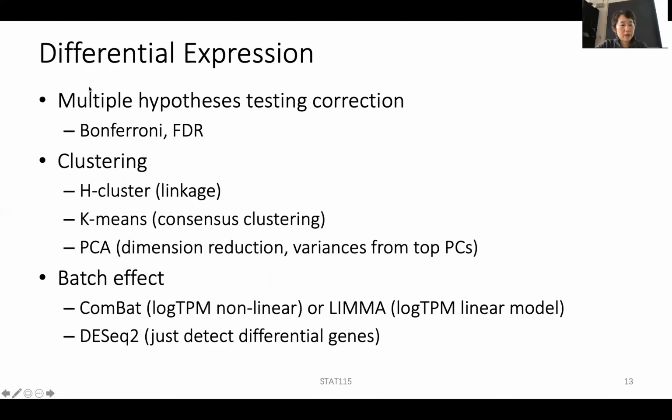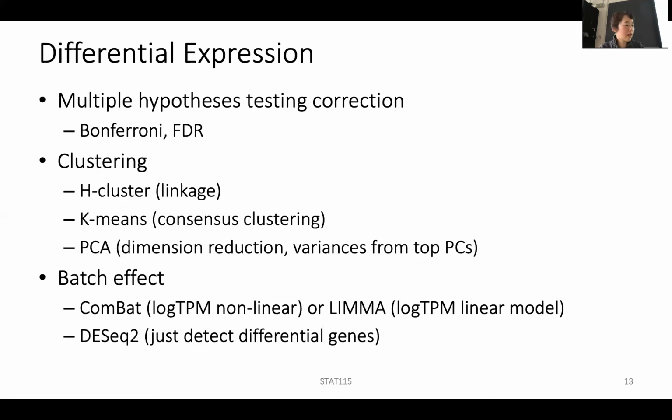And so with differential expression, we need to worry about multiple hypothesis testing correction because we are looking at every individual gene in the genome to see whether they are differentially expressed between your two conditions. And so we talk about two potential methods for multiple hypothesis testing correction. One is Bonferroni. This is to make sure that not even a single gene is predicted incorrectly, and it's very, very conservative.